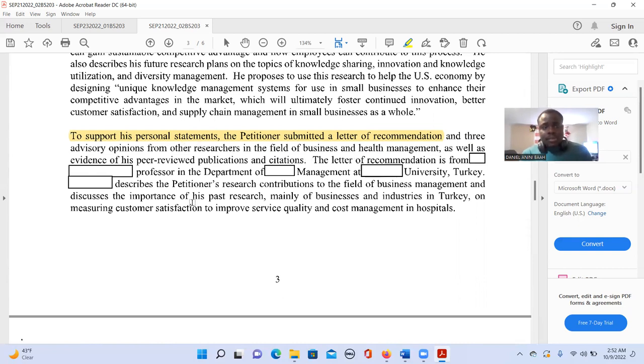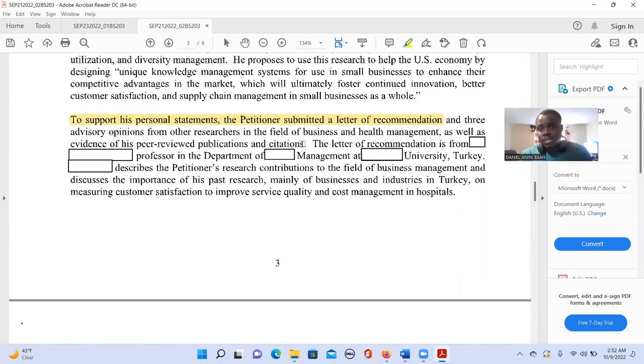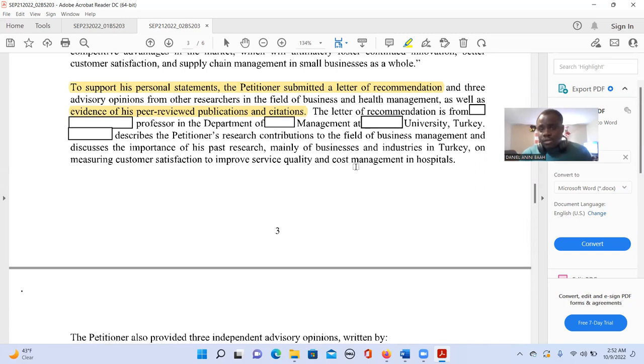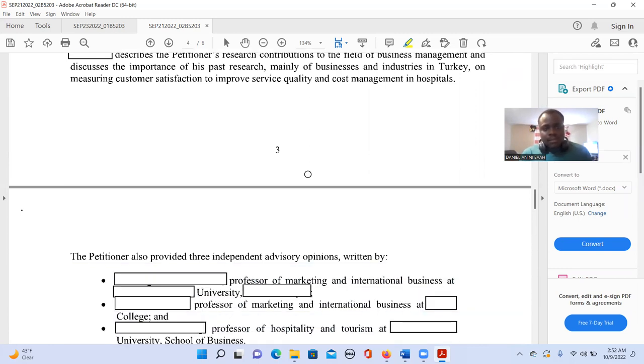As well as evidence of his peer-reviewed publication and citations. Oh, okay. So he has citations and peer-reviewed publications. So you see that not everybody with citations and publications actually gets approved. It depends on how you file it, okay? The letter of recommendation is from a professor in a department in some university in Turkey. Okay, it describes the petitioner's research contributions to the field of business management, and discusses the importance of past research, whatever it is, on measuring customer satisfaction.